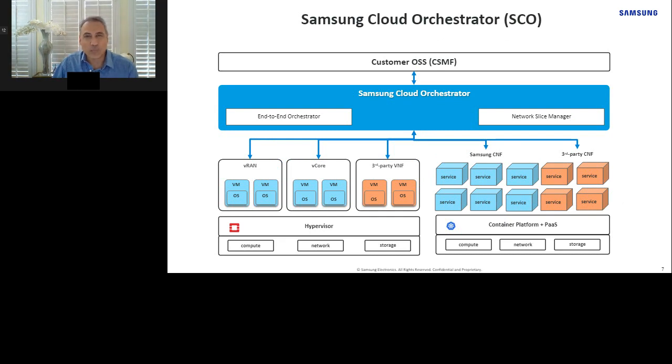Let's take a look at how SCO fits into the overall network. As you can see here in blue, the SCO brings in the end-to-end orchestration, as I mentioned, and the network slice manager as well. Sitting northbound of that is your OSS BSS, and that's where it would take orders from OSS BSS and also provide data points northbound to the various functions inside of OSS BSS. And then down below, the orchestration would integrate with your virtualization layer, meaning your OpenStack or your Kubernetes. And then it can be used to deploy the Samsung VNF workloads, third-party VNF workloads, as well as the CNF from Samsung and third-party as well.